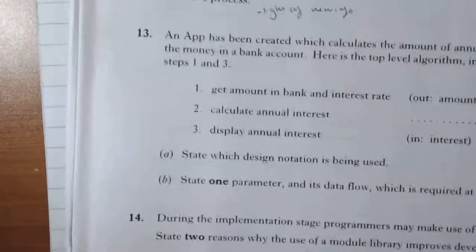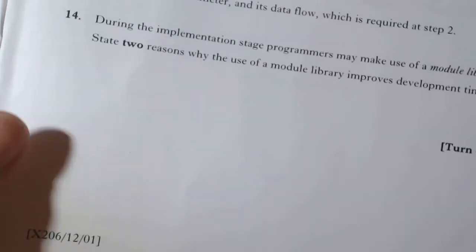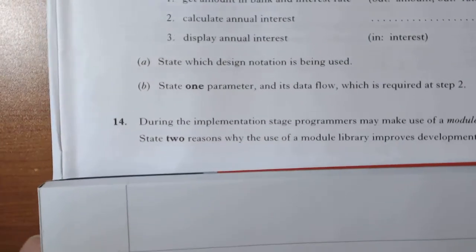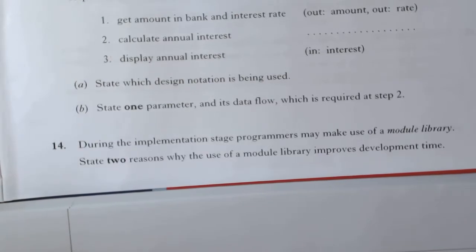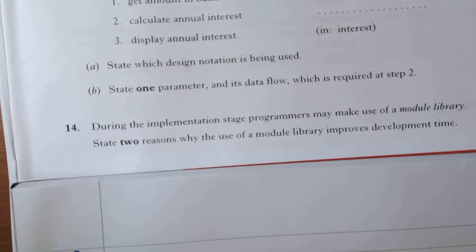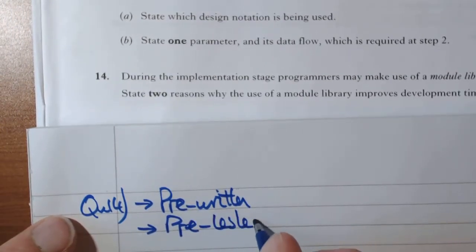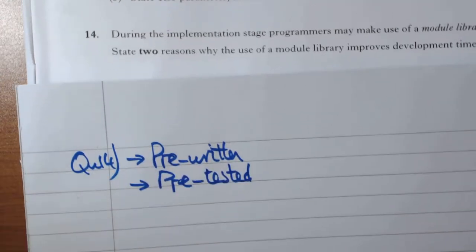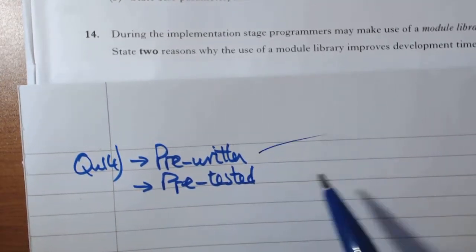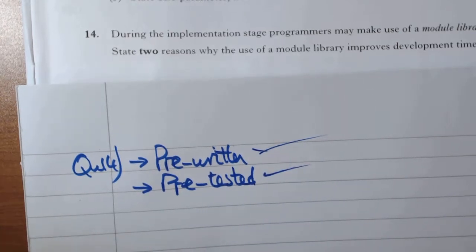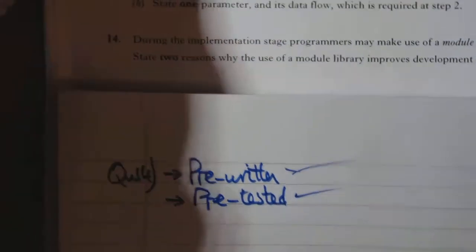And the very last one of this part, question 14. Another sheet of paper. During the implementation stage, give two reasons why module libraries improve development time. Obviously, they're pre-written. So we can say the code's pre-written, and it's pre-tested as well. You could go on and say it's pre-documented, right? So modules are already written for you, already tested, already documented, and that's why a lot of folk like them.